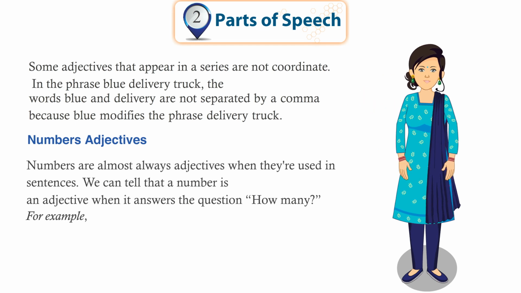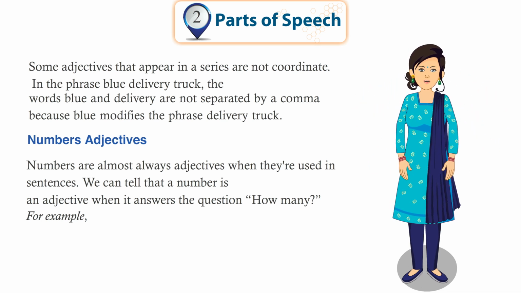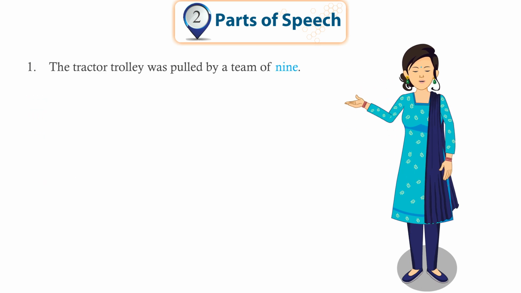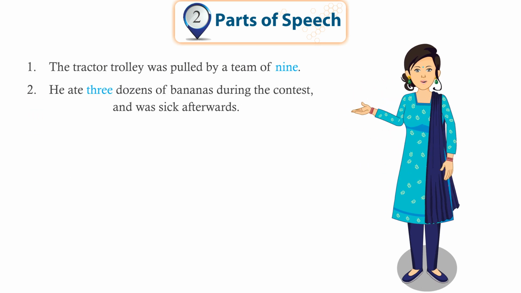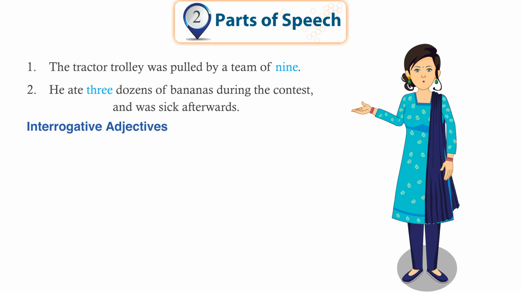Number adjectives. Numbers are almost always adjectives when they are used in sentences. We can tell that a number is an adjective when it answers the question how many. For example, the tractor trolley was pulled by a team of 9. He ate 3 dozens of bananas during the contest and was sick afterwards.